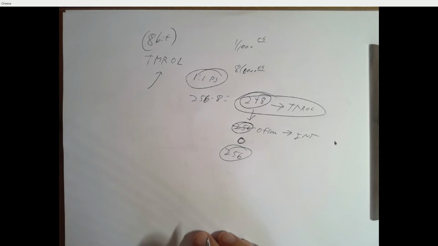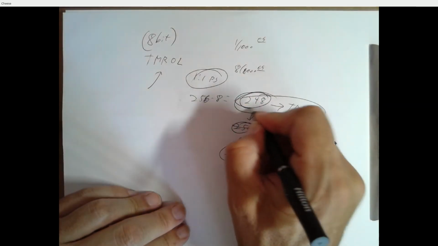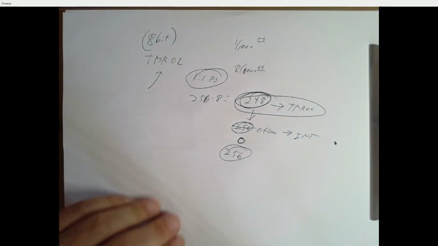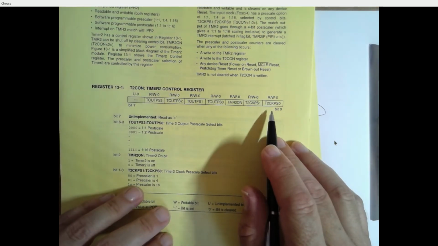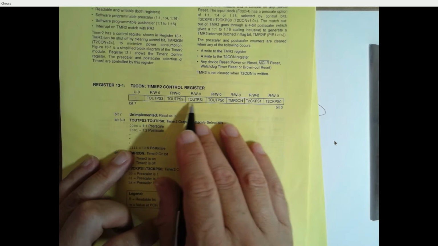So it would be nice if there was a way that this could automatically get reloaded to some magic preset value. So this is the idea of timer 2. Timer 2 looks basically the same in the control register. So there's a 2-bit prescaler, 1 to 1, 1 to 4, or 1 to 16. There's also a 4-bit postscaler, these 4 bits, 6 through 3. Basically multiply the prescaler and postscaler together to get what the actual multiplier is.